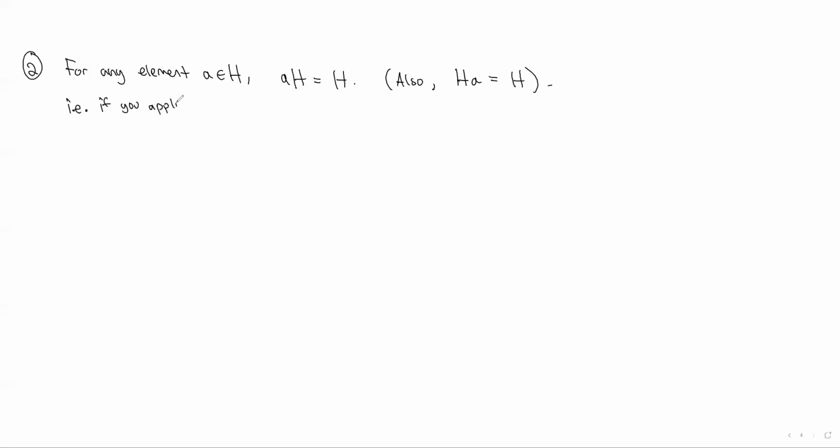Okay, and another thing we saw is that for any element A in H, AH equals H. And even though we didn't see this directly, if you apply it on the right, it's the same thing: HA equals H. So if you apply an element of H to H, you get back H. And this is a consequence of H being a subgroup.